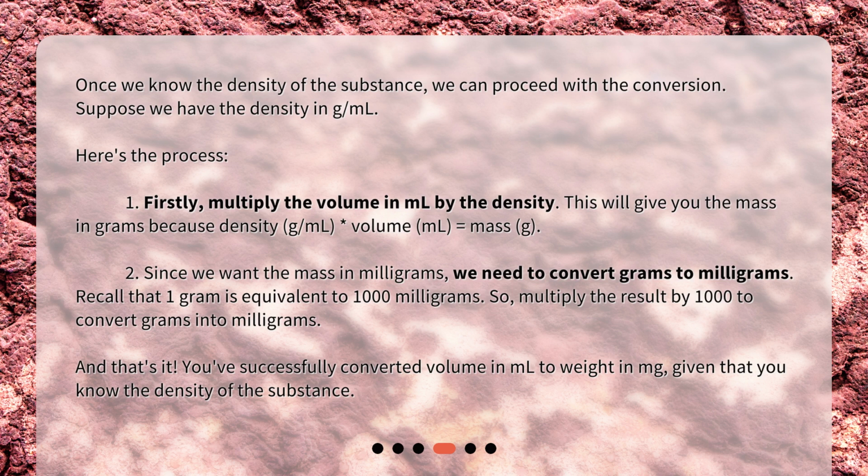2. Since we want the mass in milligrams, we need to convert grams to milligrams. Recall that 1 gram is equivalent to 1,000 milligrams. So, multiply the result by 1,000 to convert grams into milligrams. And that's it. You've successfully converted volume in ml to weight in mg, given that you know the density of the substance.